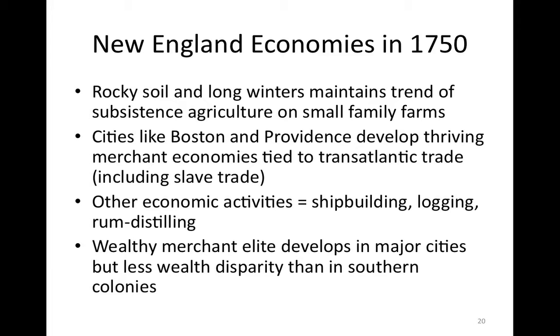Let's talk a little bit about the economies of New England. New England, like we've said before, had rocky soil and long winters, so things like tobacco and rice weren't going to grow there. It was too cold, and the soil was not right for it. In part because of that, and in part because of the original motivations of the Puritans, who just wanted to establish communities devoted to pursuing their religious vision, subsistence agriculture on small family farms was the norm. And it continued to be the norm for a long period of time through the 1700s.